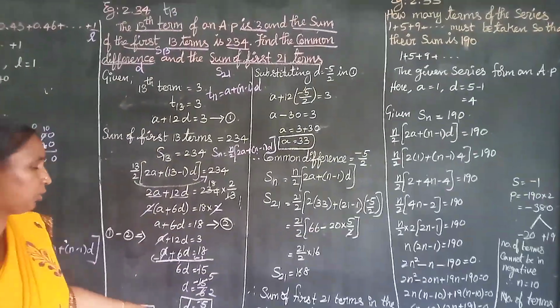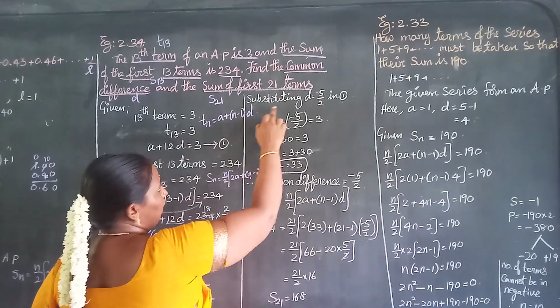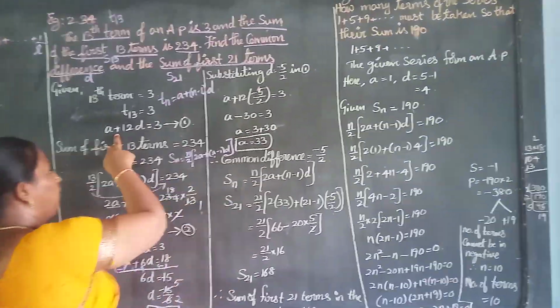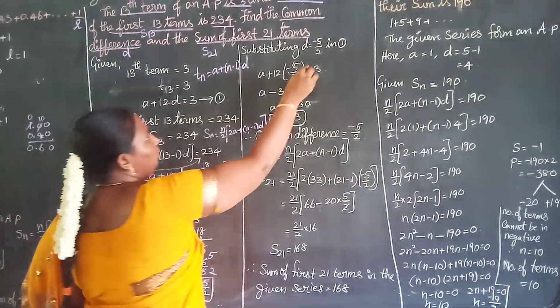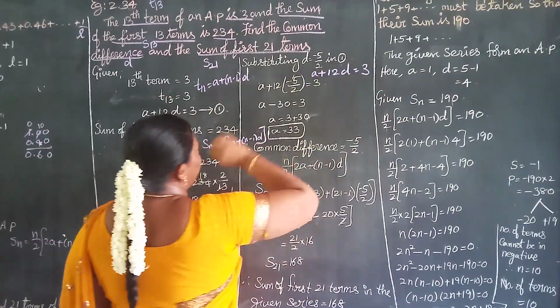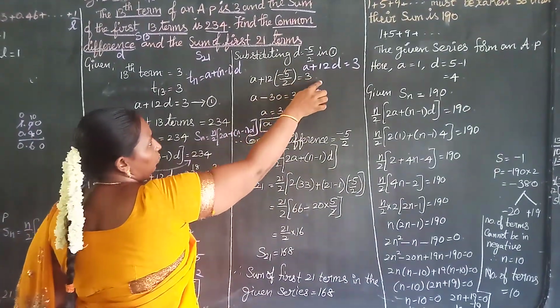Okay. Now substitute the D value in equation number 1, and we will get the A value. So substituting D equal to minus 5 by 2 in equation 1. What is the first equation? A plus 12D equal to 3. Substitute the D value here. We will get A plus 12 into minus 5 by 2 equal to 3.